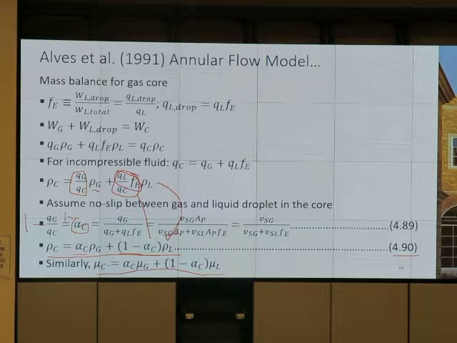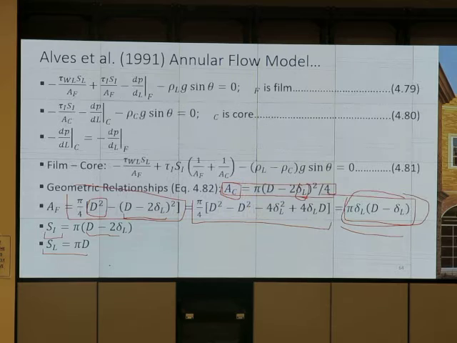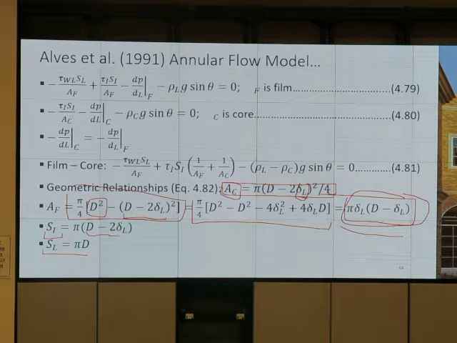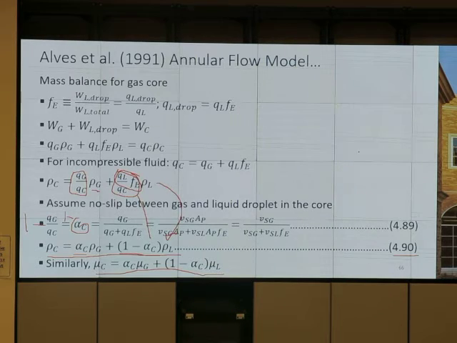Then we almost have everything for the mass balance. Right? We have rho C for the combined momentum equation. We try to do this to get every expression for the combined momentum equation. Okay.